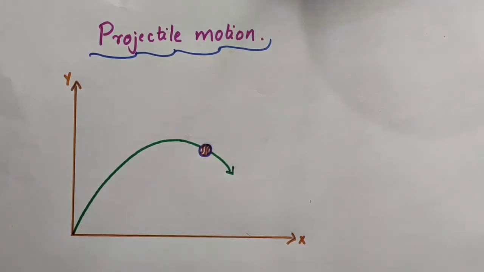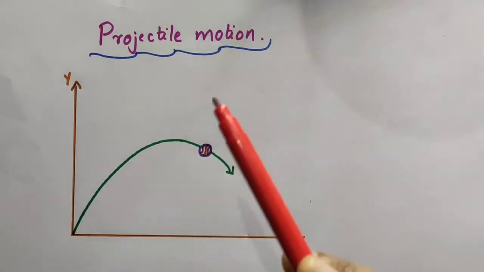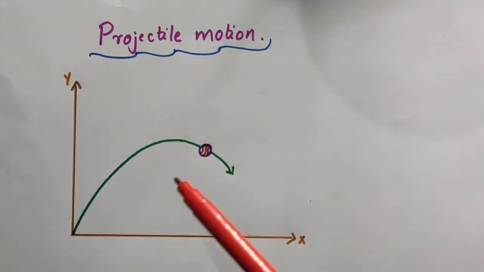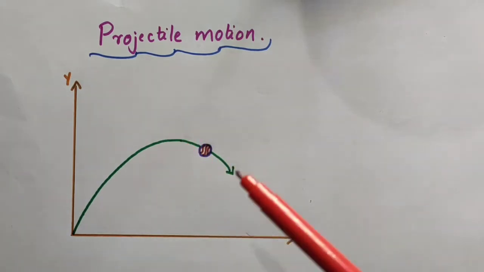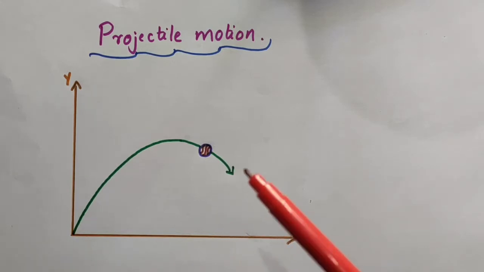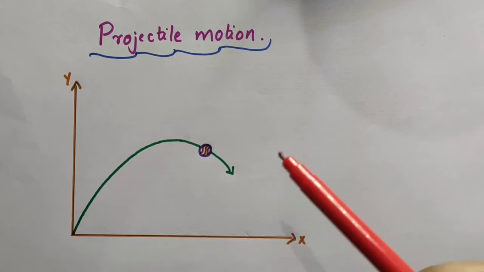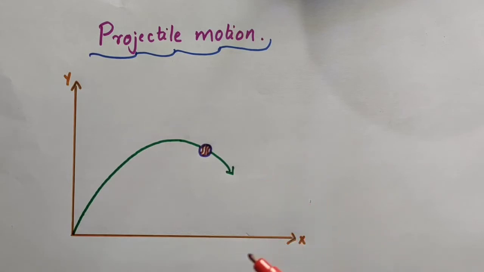Hello everyone. In this video, we are going to talk about projectile motion. We will talk about the equation of path of a projectile, time of maximum height, then maximum height of a projectile, then time of flight, horizontal range of the projectile, etc.